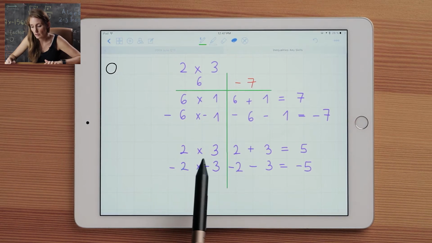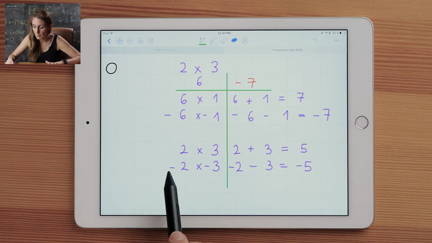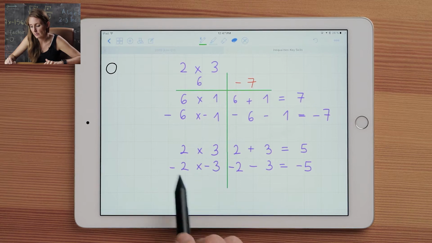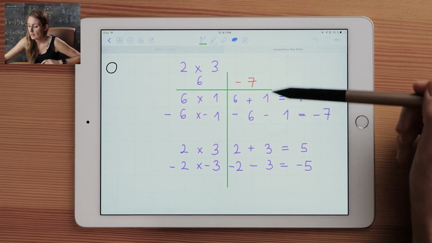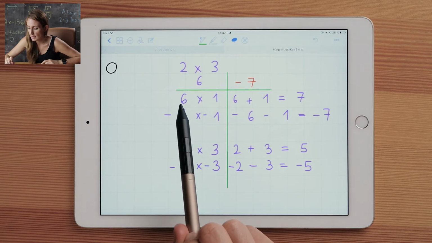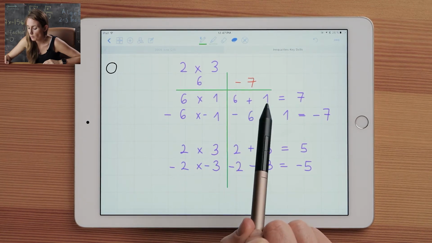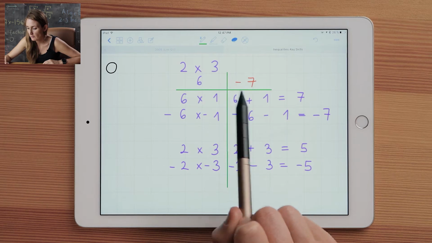It could also be 2 times 3 or minus 2 times minus 3. So don't forget to check both plus plus and minus minus. If you plus those same two numbers together, so for example here, 6 plus 1 is 7. We're looking for minus 7.